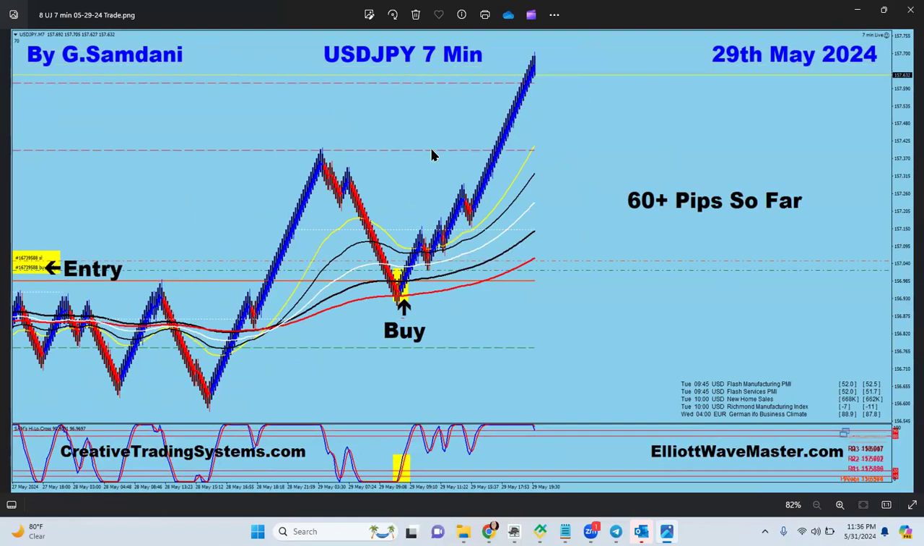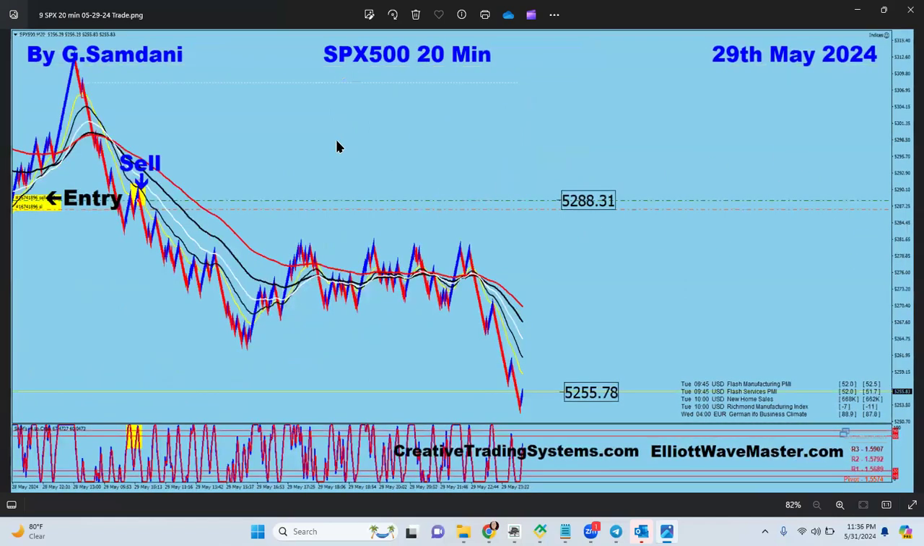This is also from the 7-minute chart. Those two are 20-minute chart. This is from my son's computer, his account. He also took it from the 7-minute. Usually, he trades 7-minute charts.